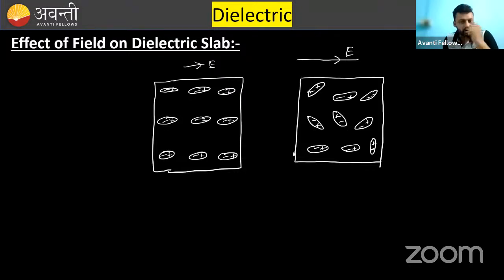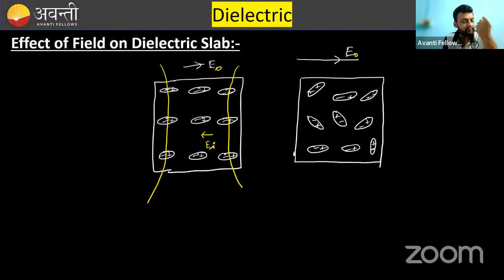So in the process, what will happen? At the left face of the surface, there is some negative charge, and at the right face, there is some positive charge. Due to this, some electric field is induced. This is the induced electric field, EI. Original field, let's suppose it is E naught. And some field is induced, that is EI, from positive to negative.